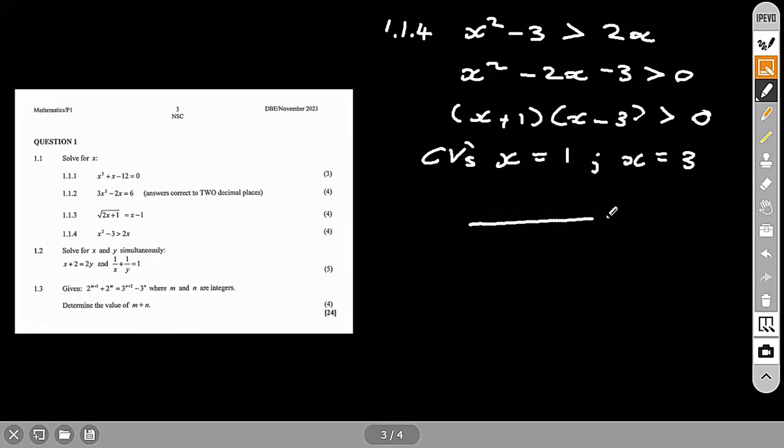Let me do my graph. Here it's -1. Here it's 3. So pay attention to this, guys, we have -1 and 3. So let's check what do we get.